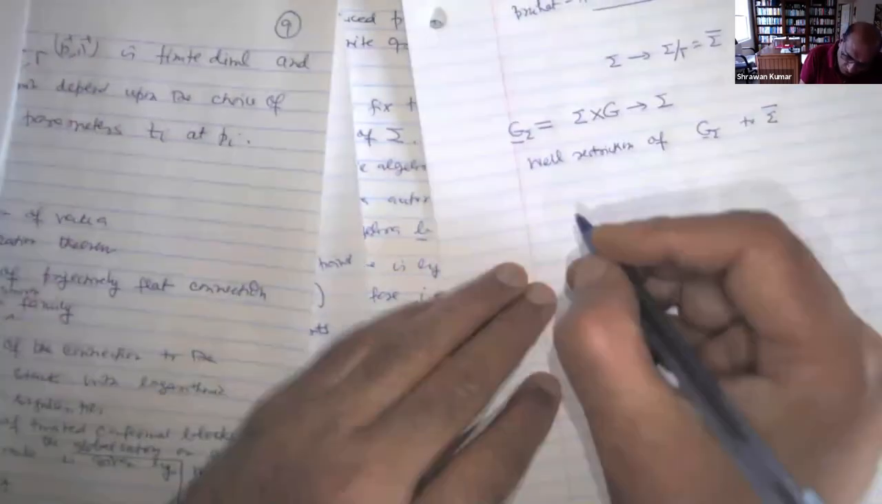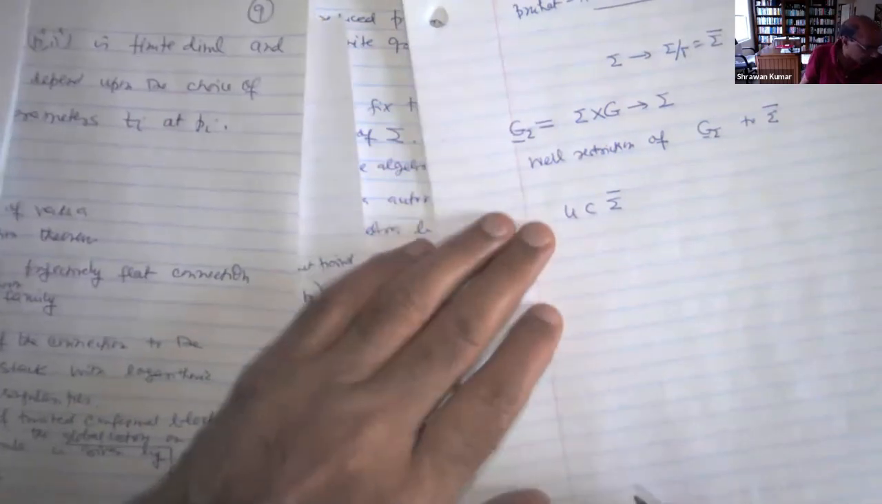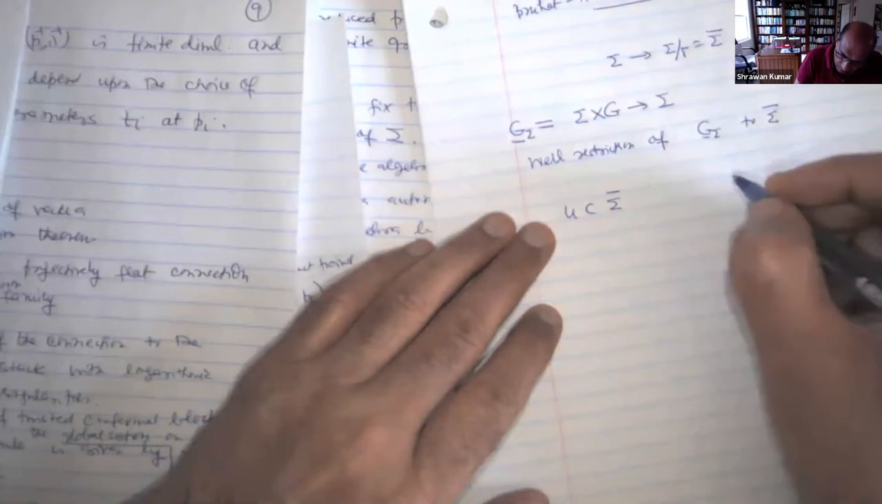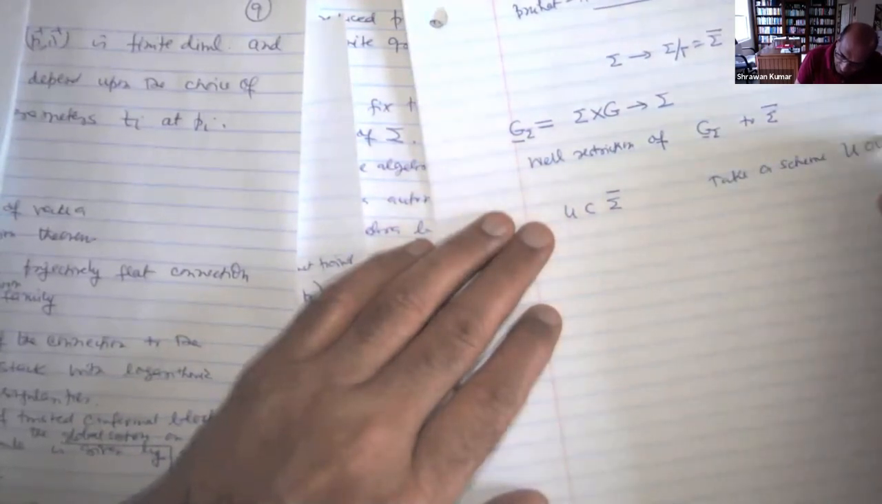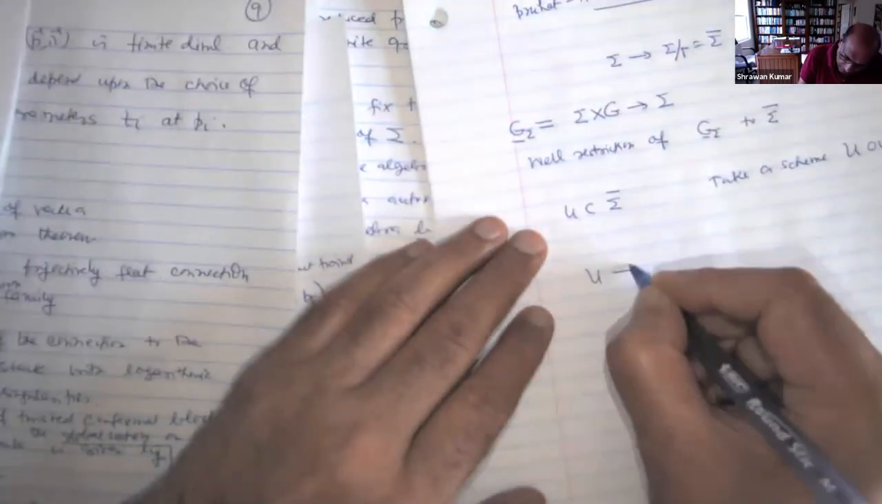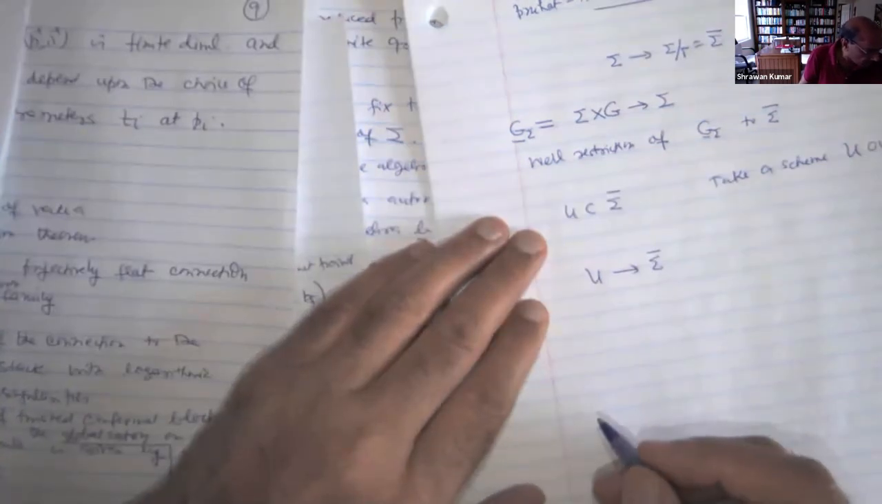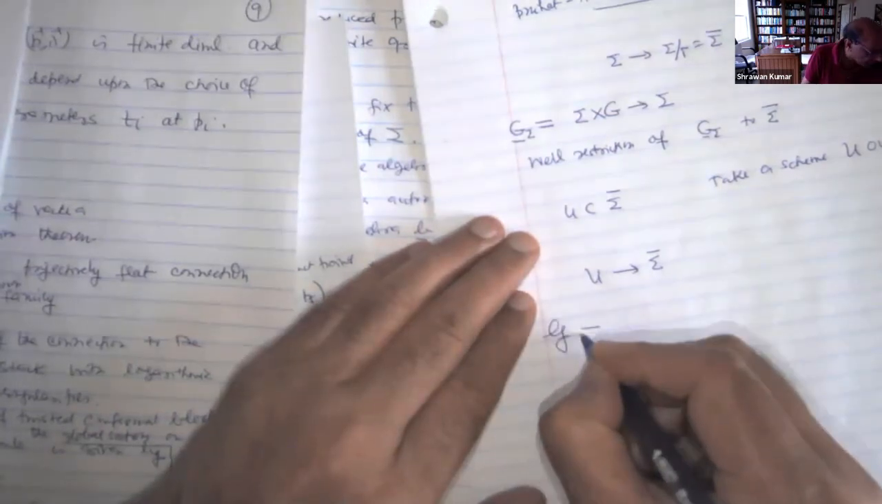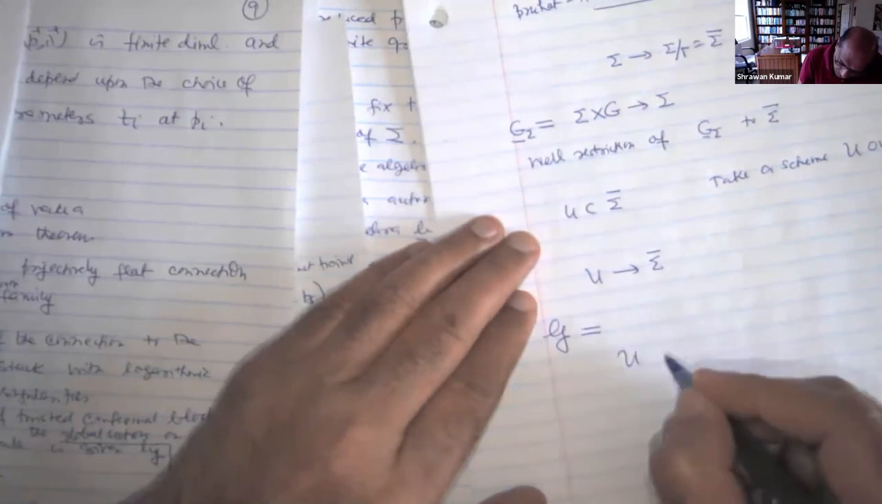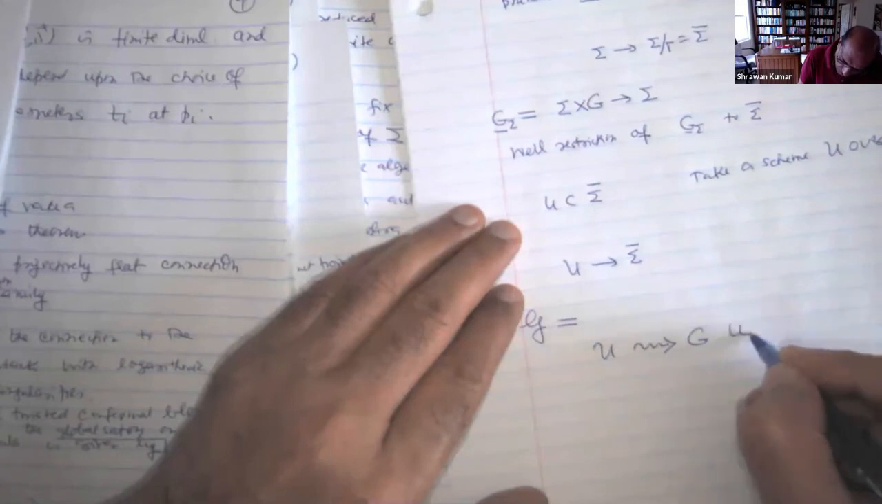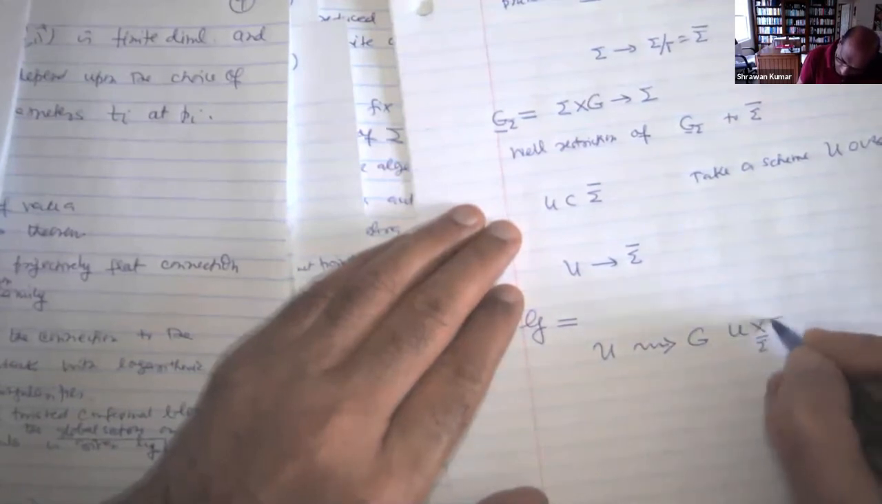And what is that object? That object is simply defined by this: if I take an open set U in sigma bar, or more generally, a scheme U over sigma bar, then this Bruhat-Tits group scheme takes U to G of U cross over sigma bar sigma, and then I take the gamma invariants. So this is the Bruhat-Tits group scheme.